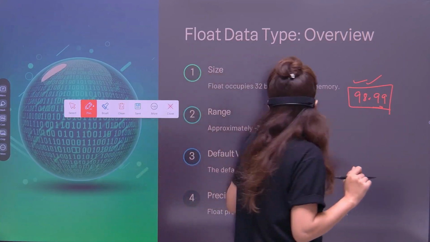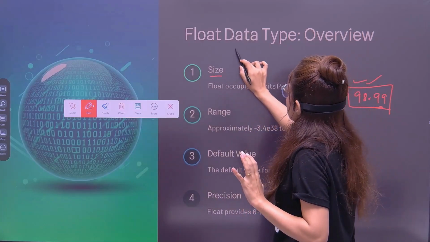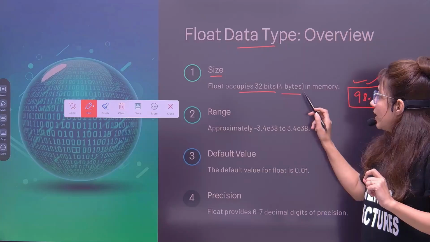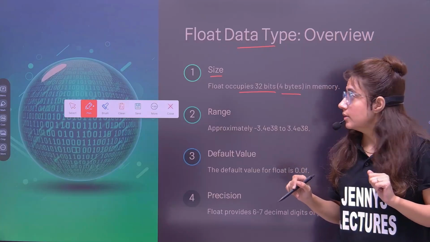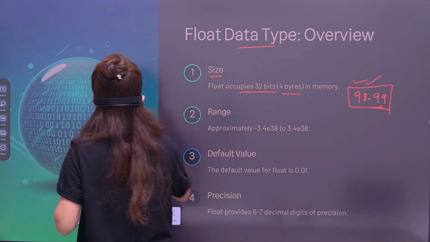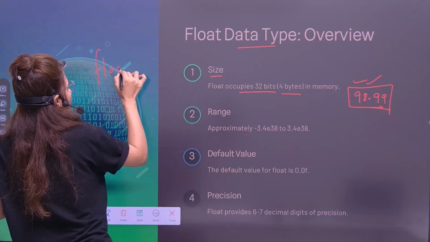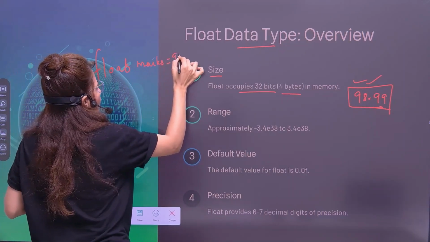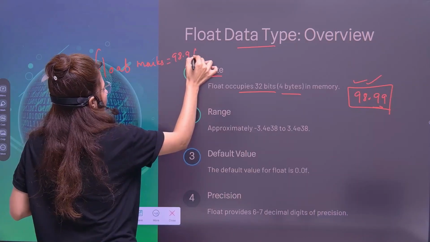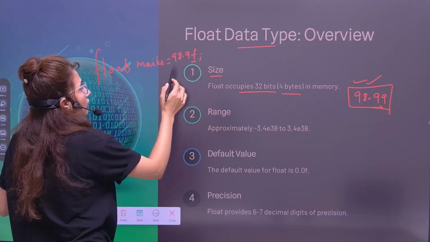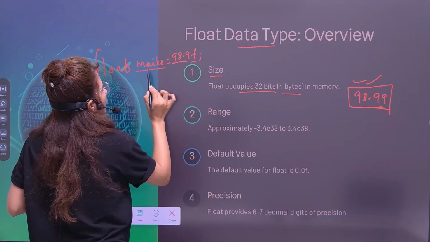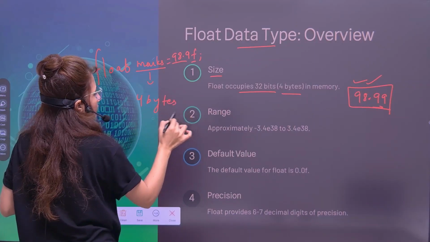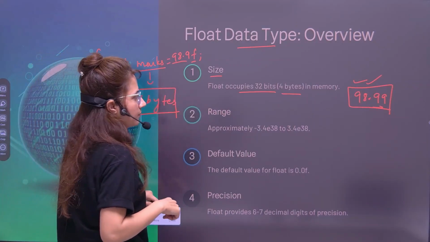Okay. Now the size of the data type float is 32 bits, meaning 4 bytes in memory would be allocated. So if I have a variable of type float, suppose marks is equal to 98.9f. What is this f? I'll tell you. So this is the variable. For this variable, how much memory would be allocated? 4 bytes, 32 bits in memory, right?